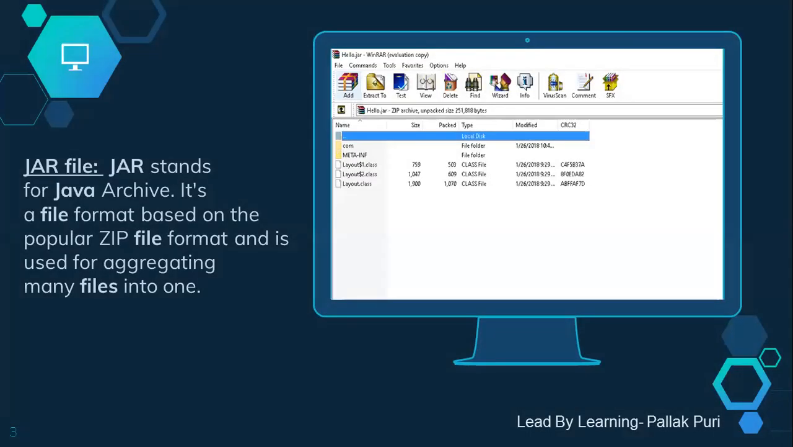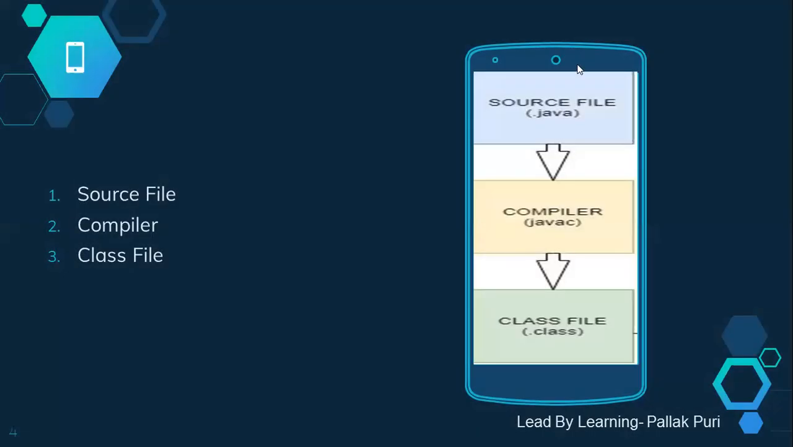Next we have the jar file. What is this jar file? Jar stands for Java archive. It is a zip file format kind of a file, and it contains the aggregation of many files into one. It is like a zip file, right? So you can see hello.jar. It's a kind of zip file format, and it contains many files in just one file.